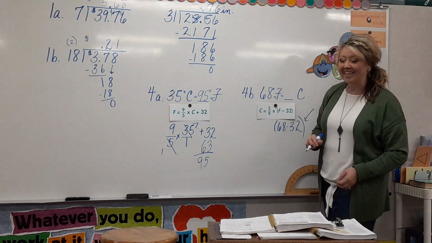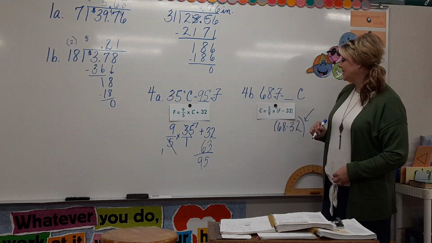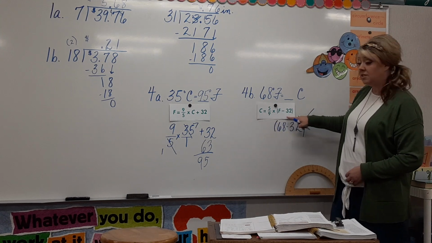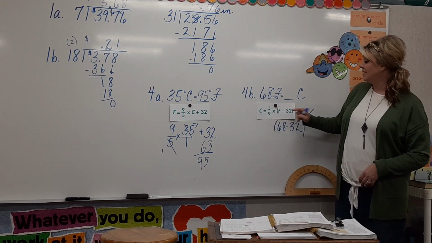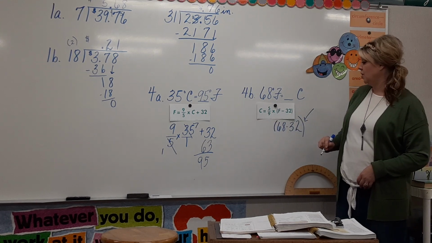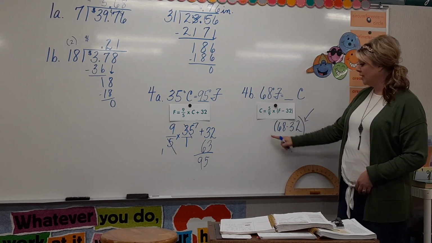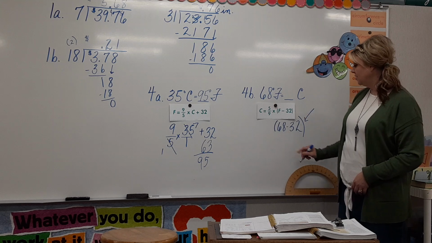And then lastly, we've got 4B here. 68 degrees Fahrenheit equals what temperature Celsius? So we use the opposite formula: 5 ninths times parentheses F minus 32. Remember, parentheses say work me first, so we're going to subtract before we multiply.